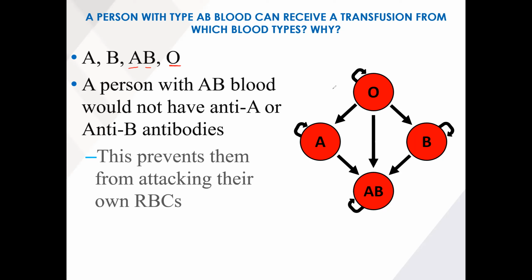So this weird picture here is basically just a donation scheme. AB can donate to itself. It can receive blood from A. It can receive blood from O. It can receive blood from B. So a person with AB blood could receive any of these, and that's because they don't have antibodies against any of this stuff, right? They are happy to receive blood from any of these people.